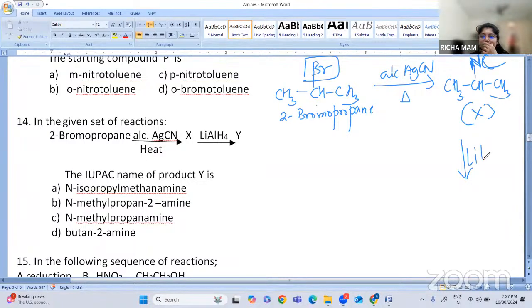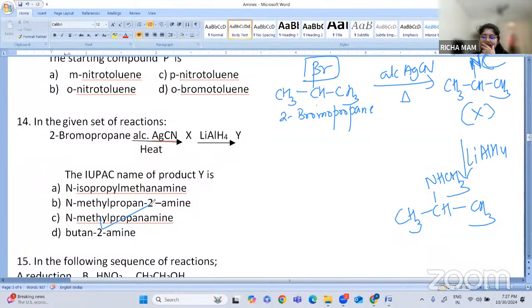Further, I am going to react it with lithium aluminum hydride. It is a good reducing agent. Reducing agent means addition of hydrogen takes place. So CH3-CH-CH3, then NH and CH3. Four hydrogens are added. What is the name of this compound? N-methylpropan-2-amine.